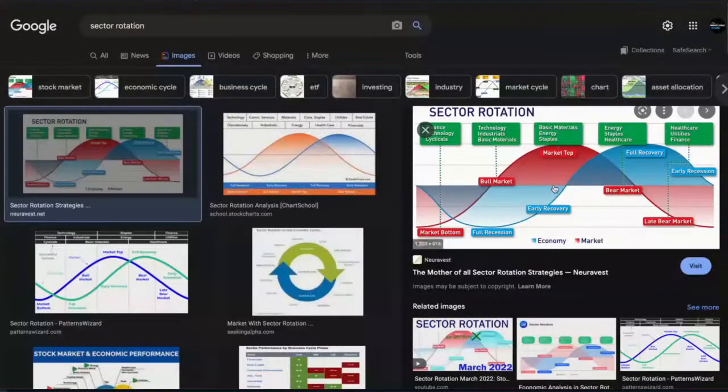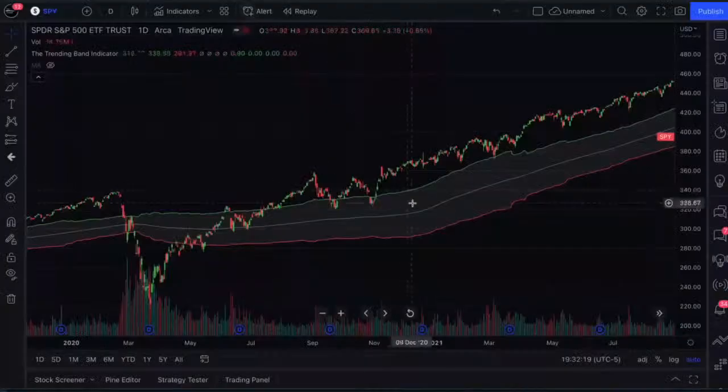Basically, sector rotation means that in different market environments, different sectors perform well. And again, this is just economics. So when we look at it, when the overall market is in a bull market, the technology sector does well, industrials do well, basic materials do well. At a market top, basic materials do well, energy does well, and staples do well. So how do we know to identify these levels?